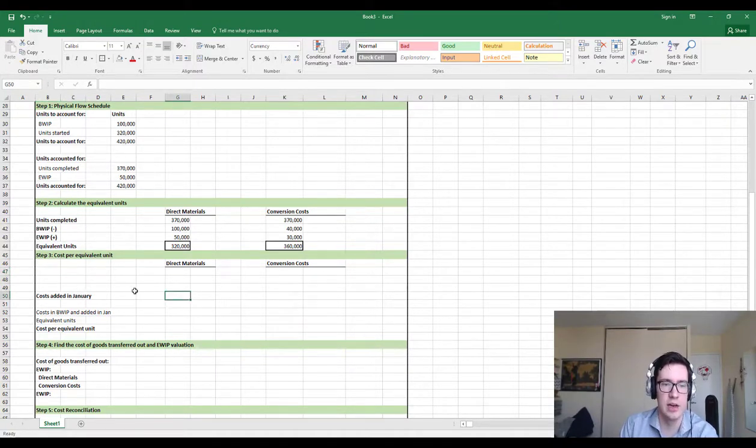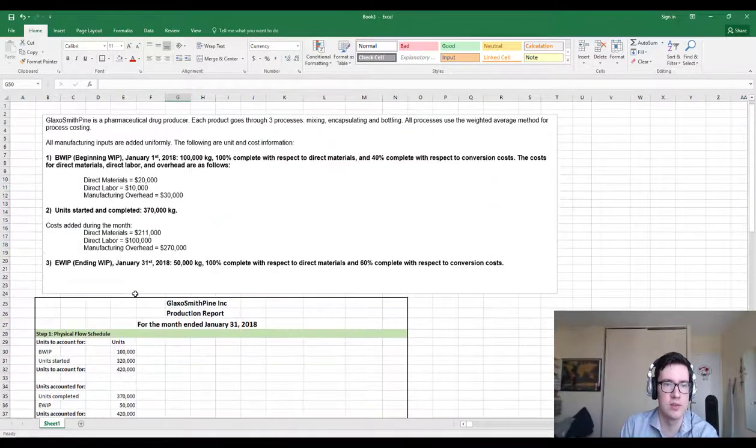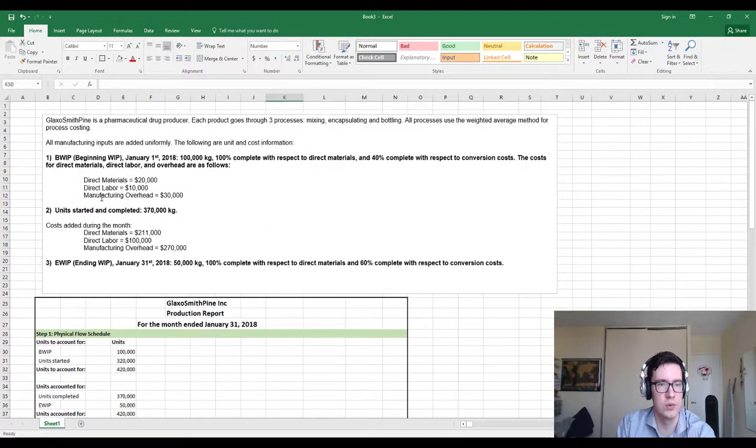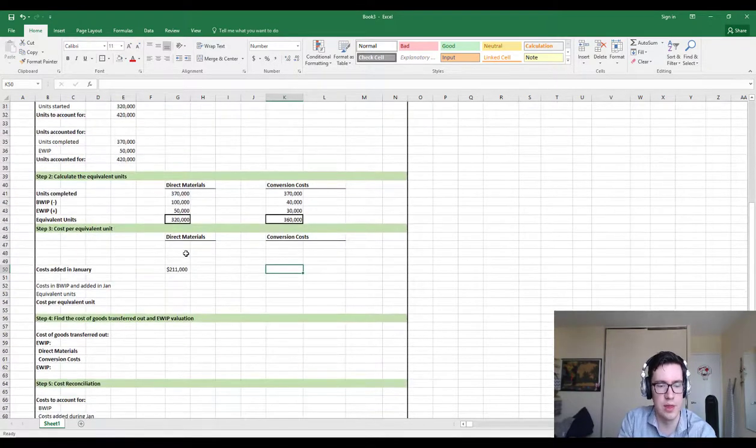And costs added in January, what is that going to be? It's going to just be the same stuff we went over in the last question. So that's 211,000. And for conversion costs, it's going to be 270,000, so that's 370,000.